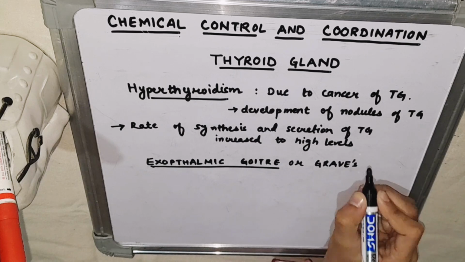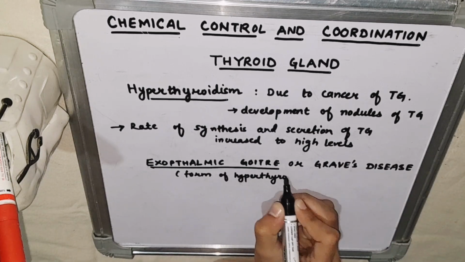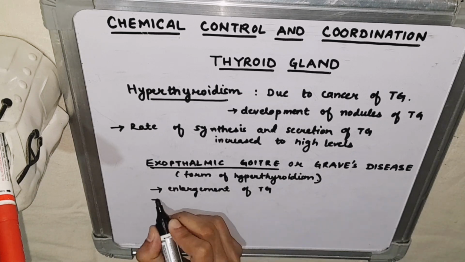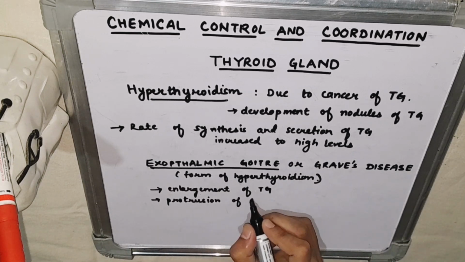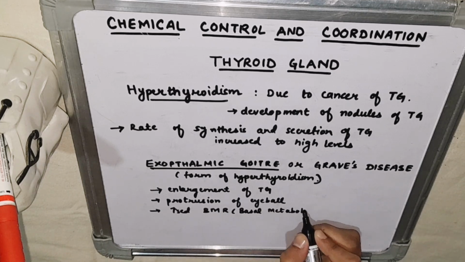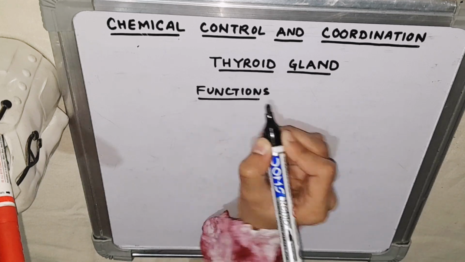Next is exophthalmic goiter or Graves' disease. It is a form of hyperthyroidism only, and it is characterized by enlargement of your thyroid gland, protrusion of eyeball, and increased basal metabolic rate, followed by weight loss. So these are very important.